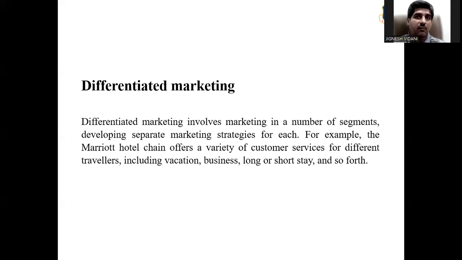Differentiated marketing involves marketing in a number of segments, developing separate marketing strategies for each. For example, the Marriott hotel chain offers a variety of customer service for different travelers, including vacation, business, long and short stay, and so forth.